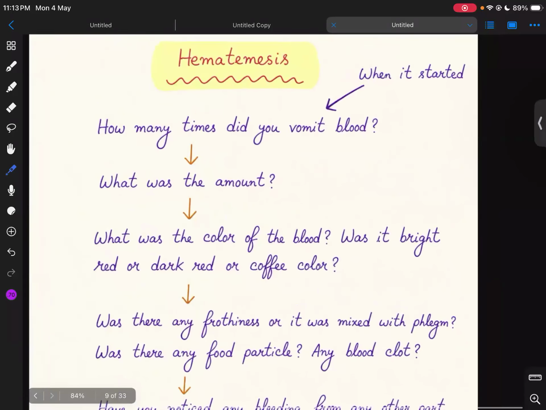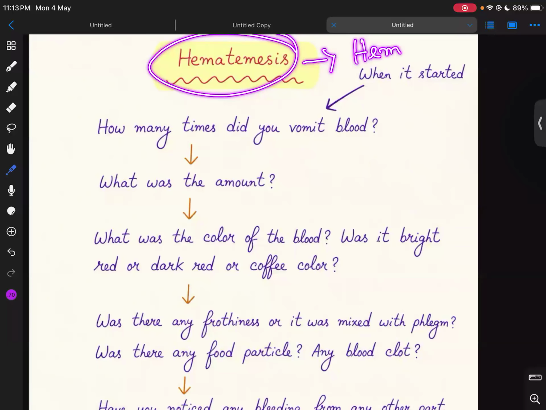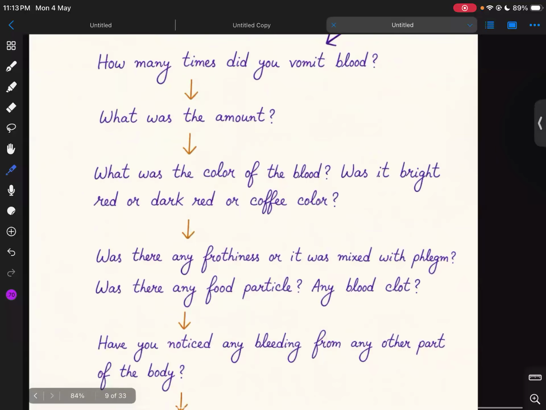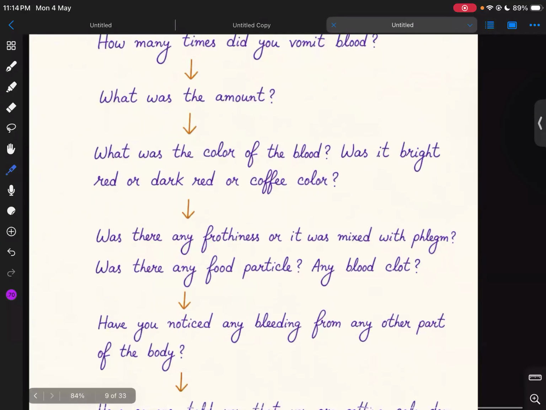Then hematemesis can sometimes be confused with hemoptysis. So we have to rule it out also. How to rule it out? Just by asking this question: was there any frothiness, or was it mixed with phlegm? If there is any frothiness or mixed with phlegm, then it is hemoptysis. If it is not, then we can confirm that this is a true case of hematemesis.